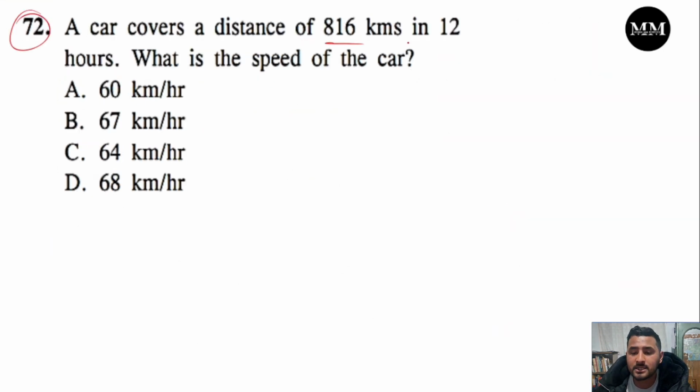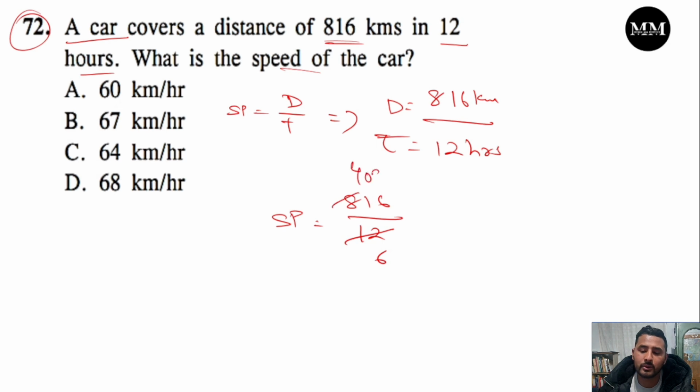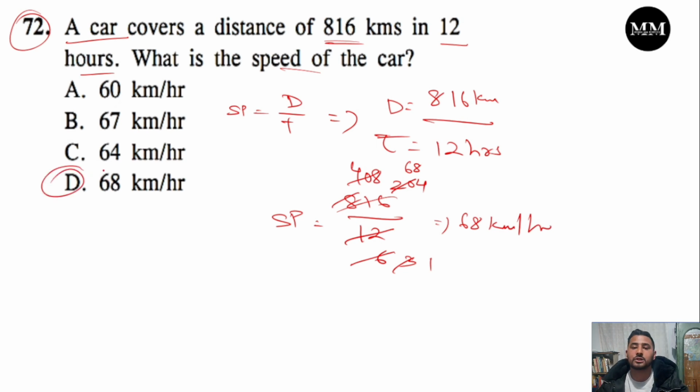72. A car covers a distance of 816 kilometers in 12 hours. What is the speed? We know speed is distance by time. Use this same formula. Distance is 816 kilometers, and time is 12 hours. Just put it in this formula. Speed will be 816 by 12. Cancelling, the answer is 68. Speed will be 68 kilometers per hour. So option D is the answer for question number 72.